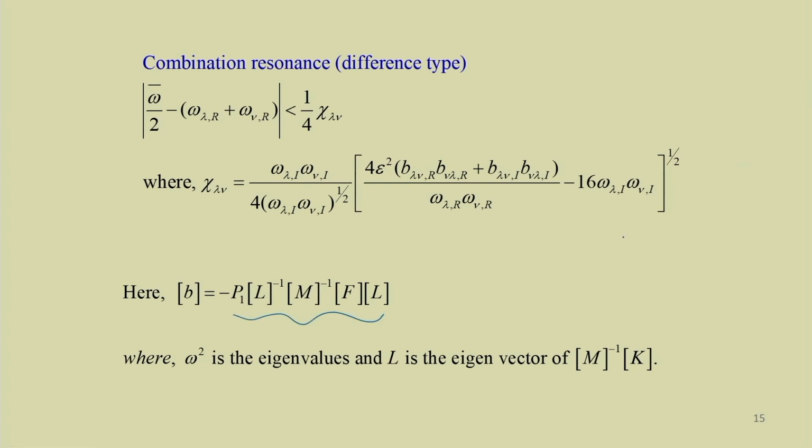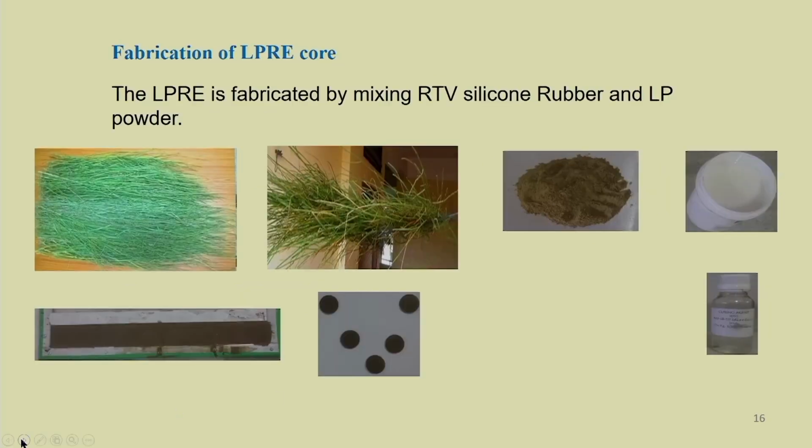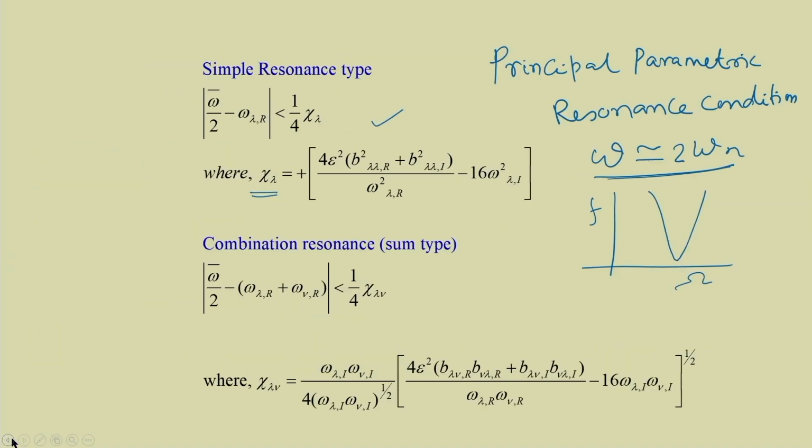Actually first, you have the M matrix and K matrix. From that, first find M inverse K, that is the A matrix. Now, find the eigenvalue and eigenvector. Here L1 is the eigenvector of M inverse K. This P1 is the forcing term, you know. So B equals minus P1 into L transpose M transpose F L, where L is the eigenvector of M inverse K. That way you can find the B matrix.